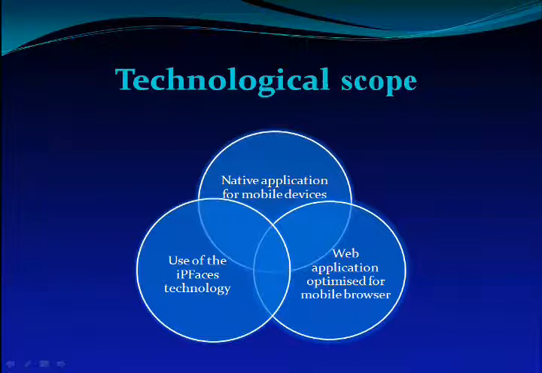Technological scope. When selecting a suitable technology for the programming of a mobile application, requesting online communication with the central server part and its database, management of out-of-office workers, data collection, survey applications etc., several programmer approaches are available. Native application for mobile devices. Web application optimized for a mobile browser. Use of the IPFaces technology.